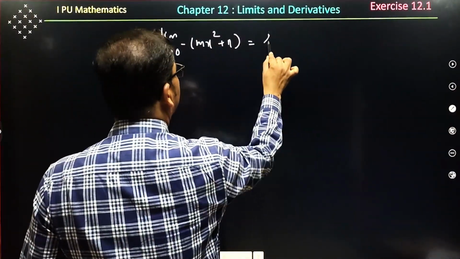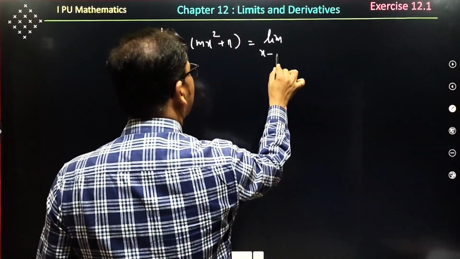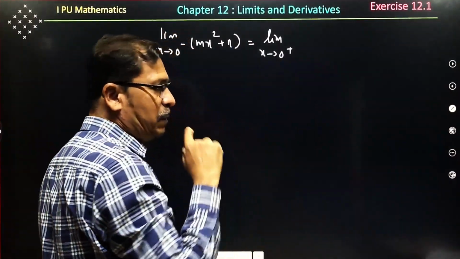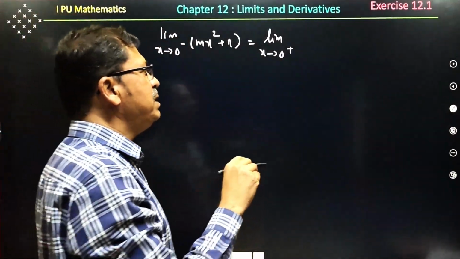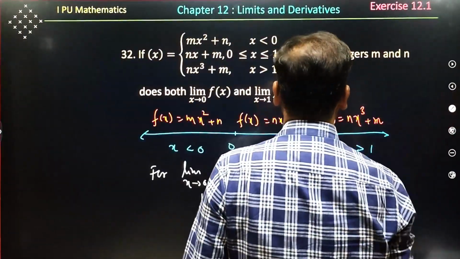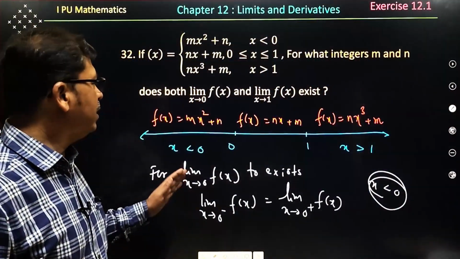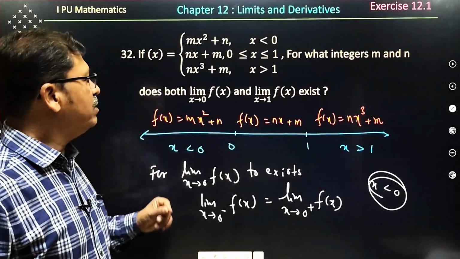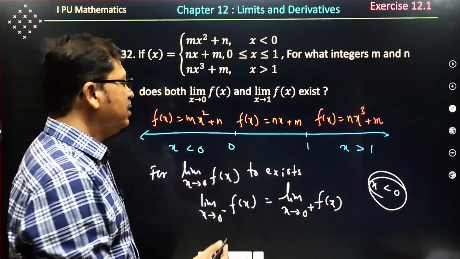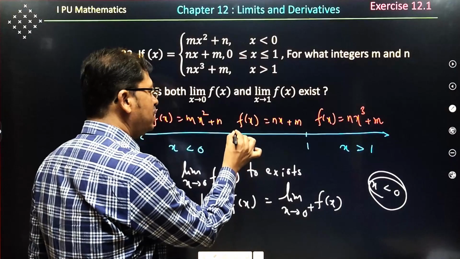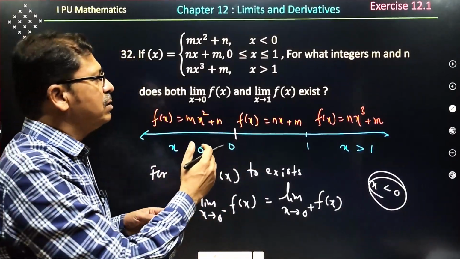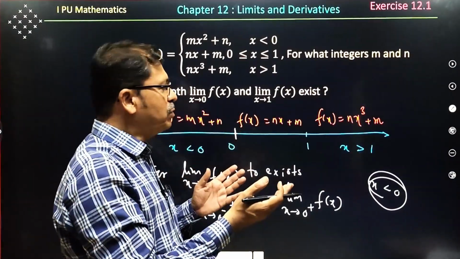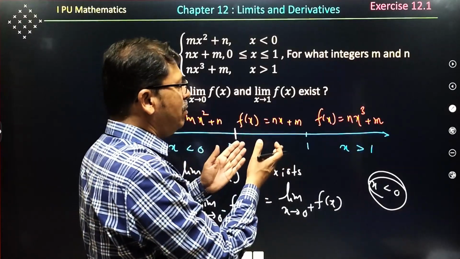And then limit x tends to 0 plus means when x is greater than 0. X tends to 0 plus means x is greater than 0. When x is greater than 0, the function is defined by, see this is 0, here it is 0 here. Greater than 0 means you might be confused whether we need to take nx plus m or nx cube plus m.